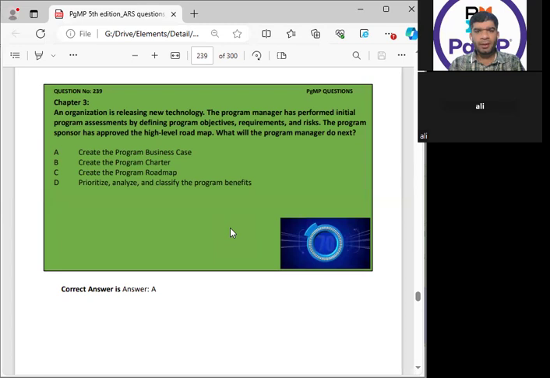So you are saying that the initial assessment and initial assessment input goes to the business case, including the high level roadmap. Correct. Yeah, whatever is the information, yes. And then first I will create the business case, and the business case will be prepared, and then it will be chartered and then the roadmap. Yes.